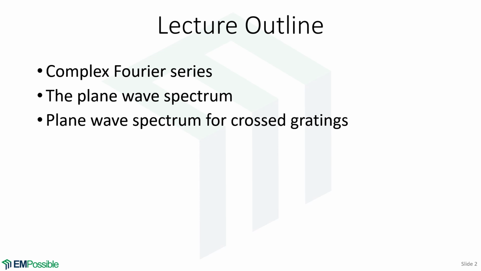So before that, we'll review the complex Fourier series. This is not meant to teach the complex Fourier series, but just to review what it is and put it into our mathematical framework. And that'll lead into what is called the plane wave spectrum. And anytime we have a periodic field, we can set that equal to a sum of plane waves, all at different angles. And if all those plane waves add up, they will give us that periodic field back. That's the plane wave spectrum. And we'll look at that for ruled gratings, and we'll look at that for crossed gratings.